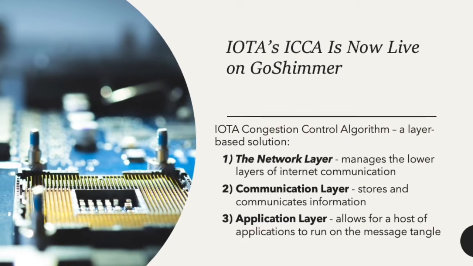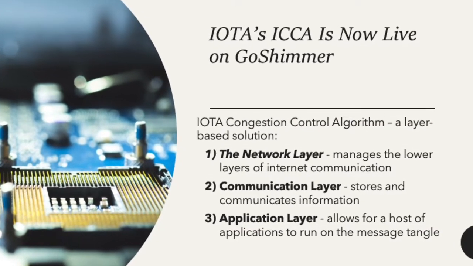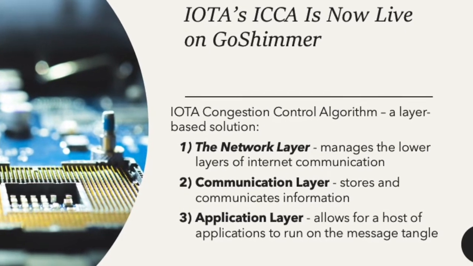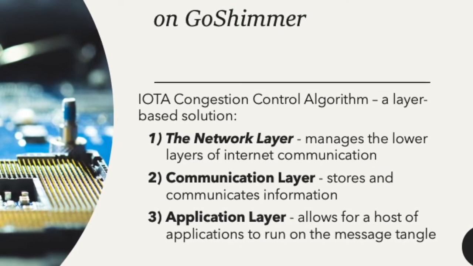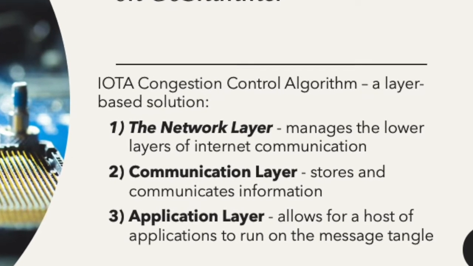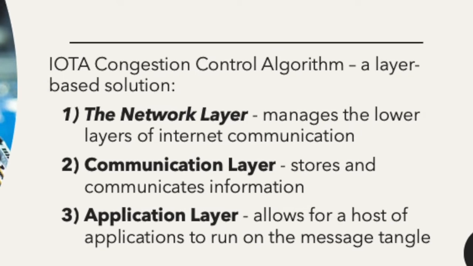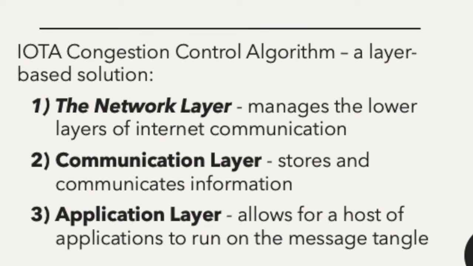The second layer is the communication layer, and this stores and communicates information. And this layer contains the distributed ledger, or the tangle, and the rate control and timestamps are in this layer as well. The final layer is the application layer, and this allows for a host application to run on the message tangle. So anybody can design an application, and users can decide which application to run on their nodes. And these applications will all use the communication layer to broadcast and store data.